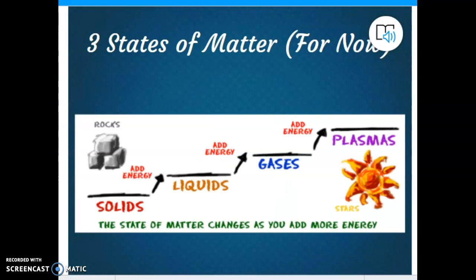There are three states of matter for now: solids, liquids, and gas. We're not going to get into plasmas. You'll get into that later on. I don't know when they teach that, if it's middle or high school. I need to look, I guess, through the standard course of study to figure that out, but not in 5th grade.